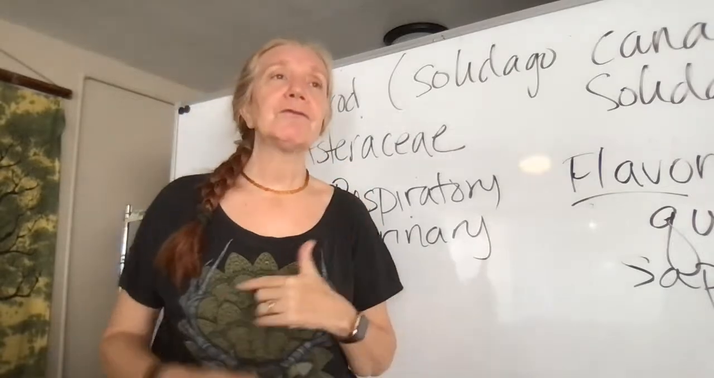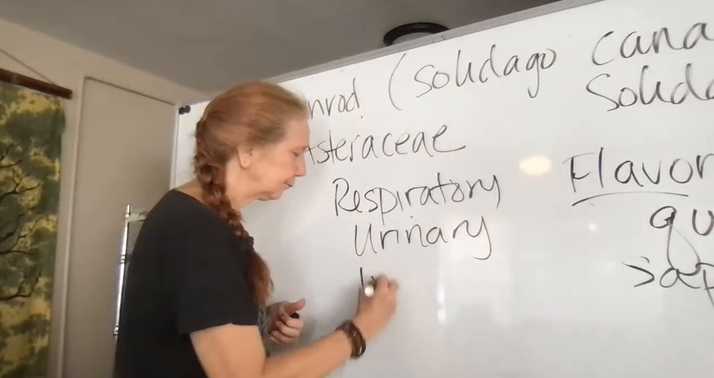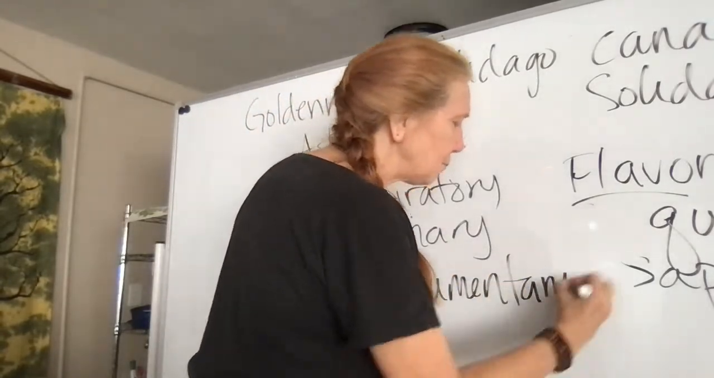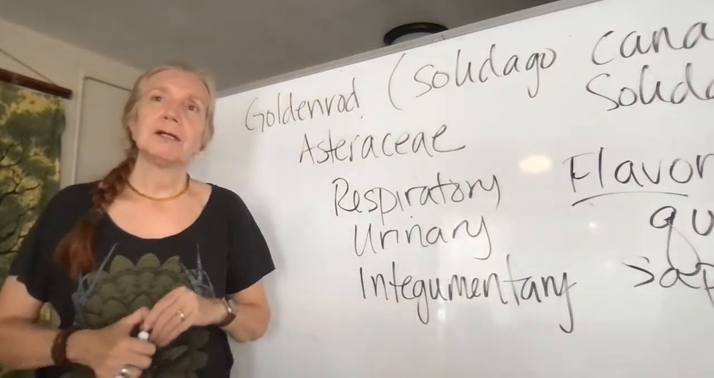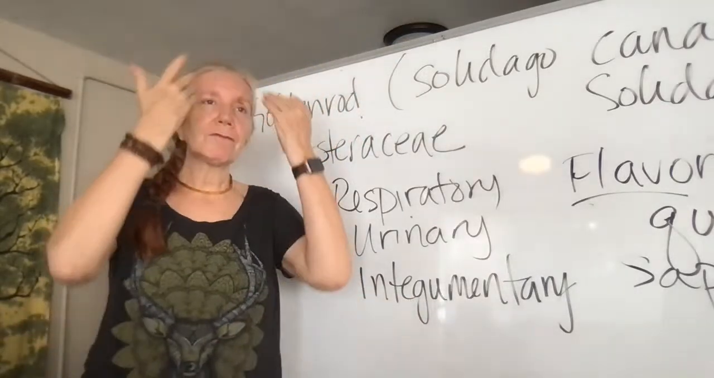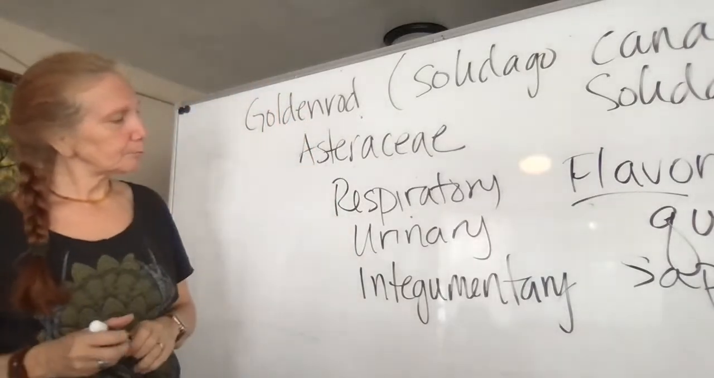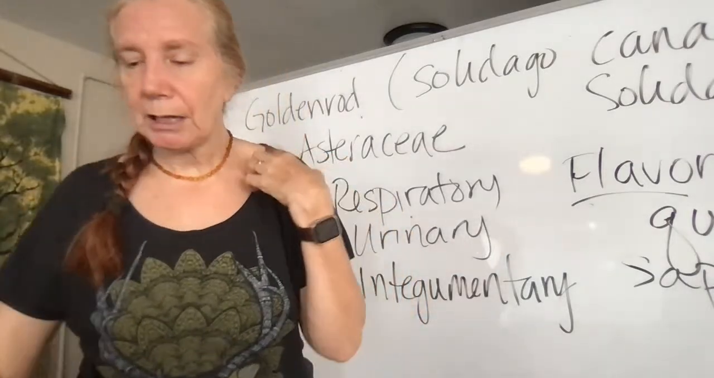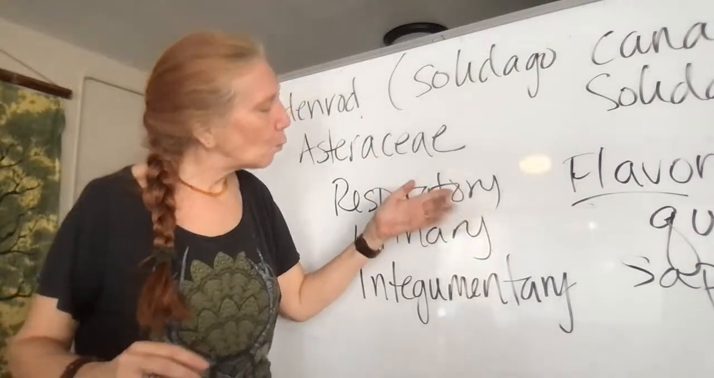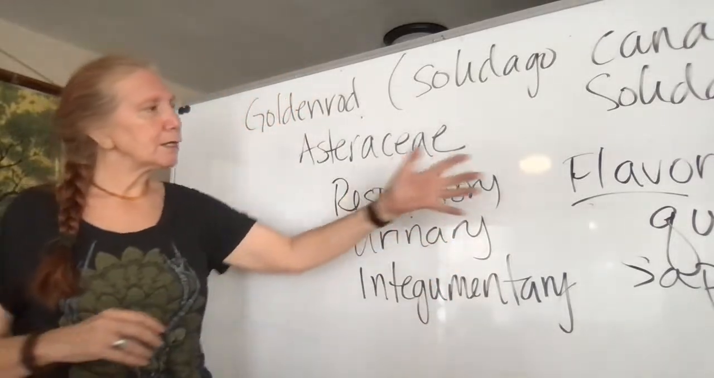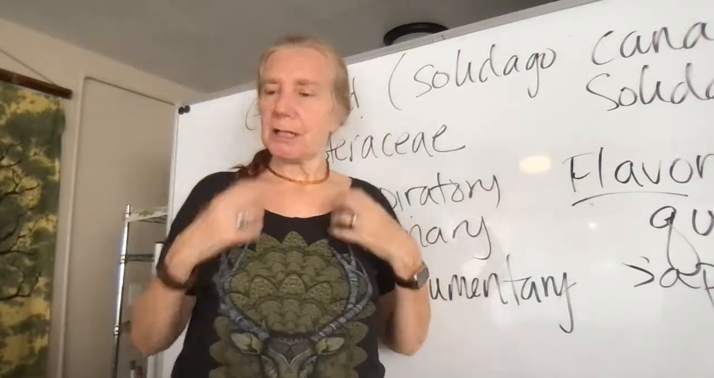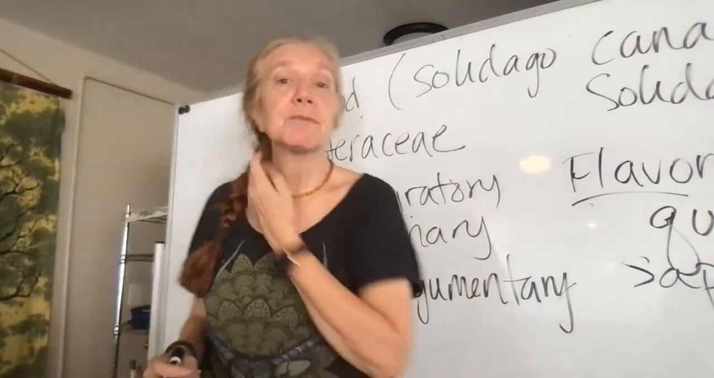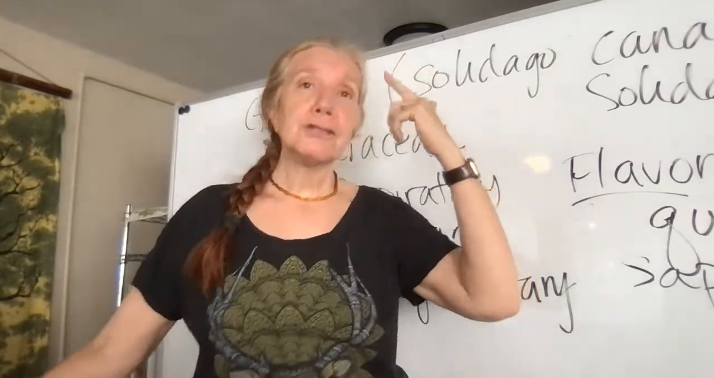It also is really wonderful for the skin. We call it the integumentary system, right? Skin and mucous membranes, right? All of the surface tissues of the body. And it also has some benefits in musculoskeletal health as well. Topically, we'll talk about that. But with all of these tissues, what it does is it strengthens tissues in those areas. So we use it for weakness, bogginess of tissues. Goldenrod is a specific for allergies, right?